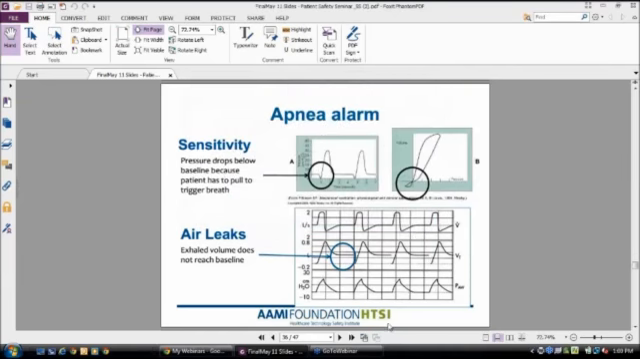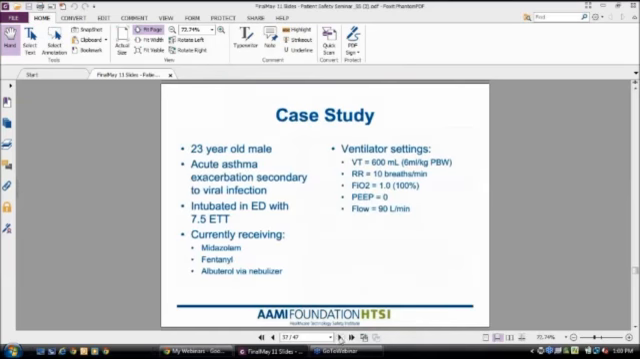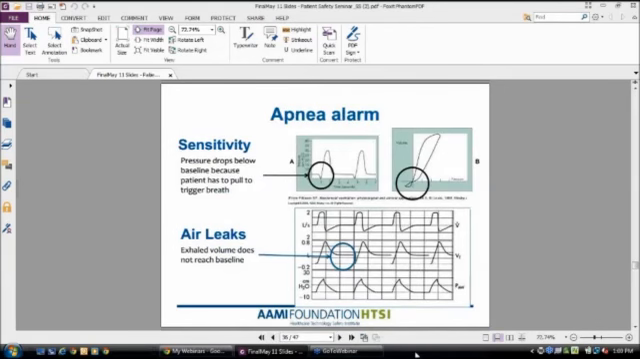The next slide, the next picture B on the same line for sensitivity shows the same thing. There's a negative pressure drop where the patient is taking a breath but not necessarily getting that breath from the ventilator because it's not sensing it.